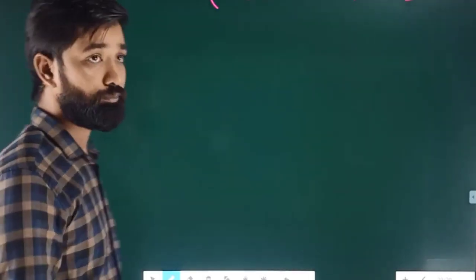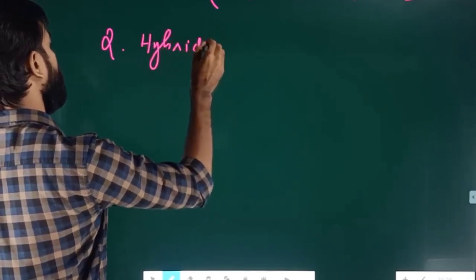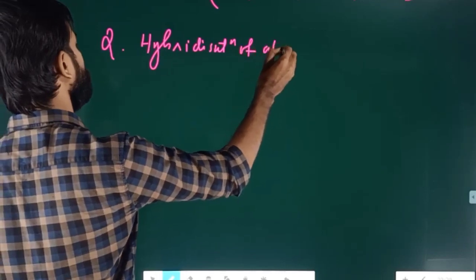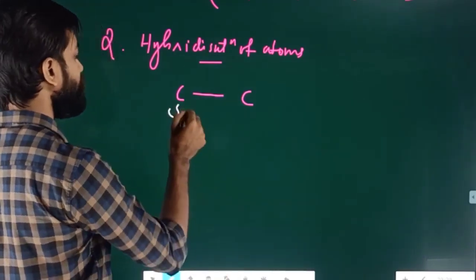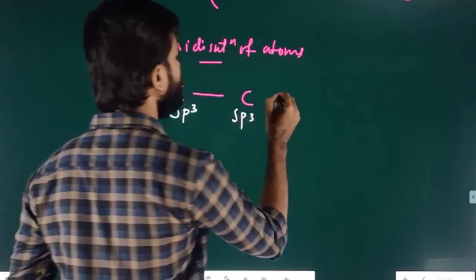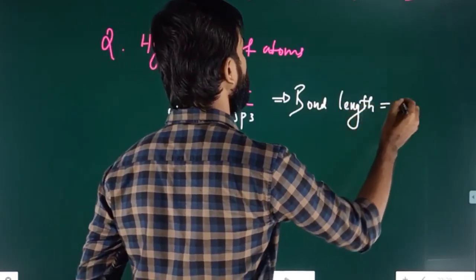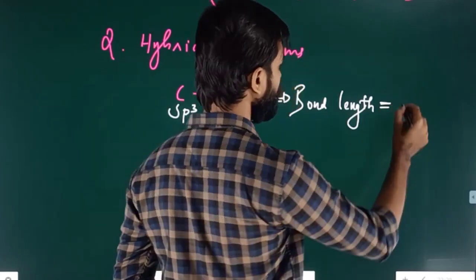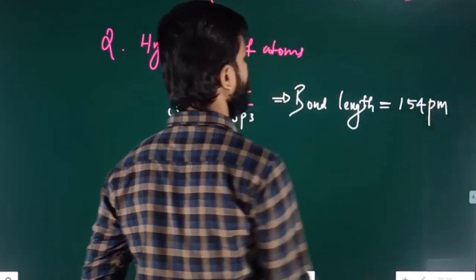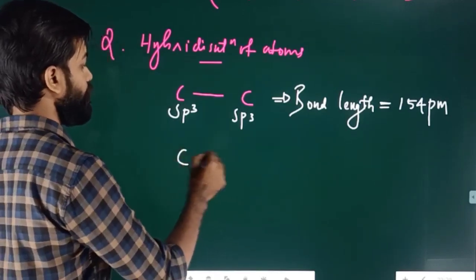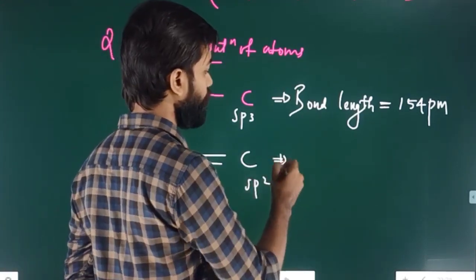The second factor is hybridization of atoms. If there is a single bond between two sp3 hybridized carbons, then its bond length is 154 picometer. If there is an sp2 overlap between carbons, then the bond length decreases.